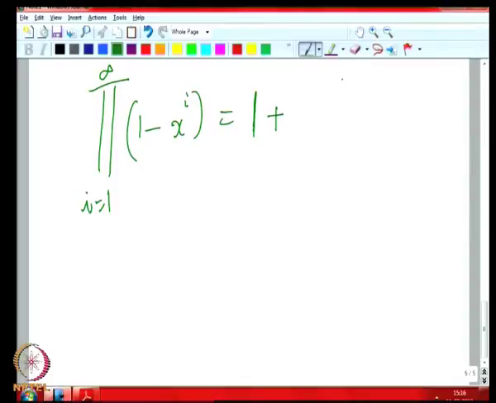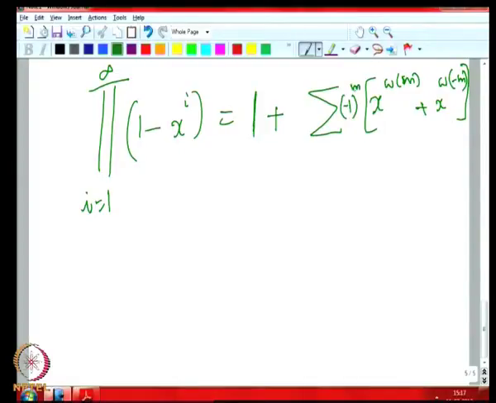Then we only have things of the form x raised to omega of m and x raised to omega of minus m. Other powers of x will disappear, but the coefficient of x raised to omega of m and x raised to minus omega of m will depend on m. That will be minus 1 raised to m, whether it is even or odd, will decide whether we should have a minus 1 here or not. So, m will go from 1 to infinity here.